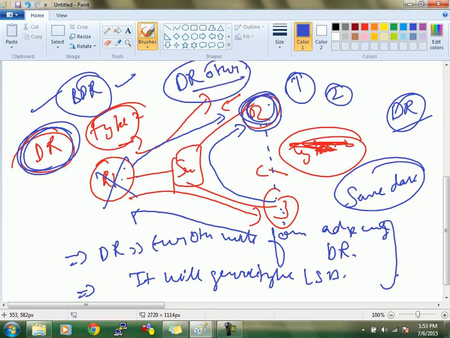This thing is clear. Now how DR is elected, we will discuss it tomorrow. Tomorrow I will finish OSPF. I will finish routing. Day after tomorrow we will start with switching.